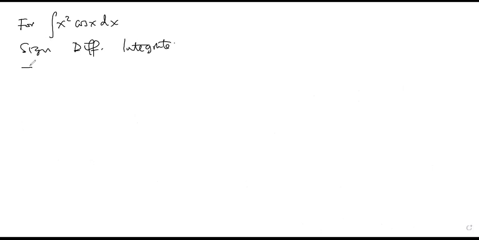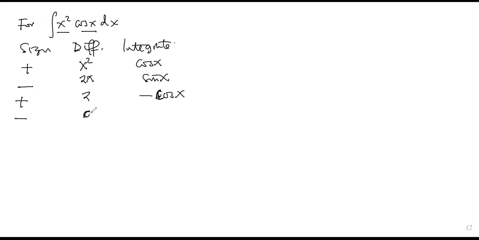I begin with the positive as a must. The easier function to differentiate is x squared, and the easier one to integrate is cos x. You change sign to negative. When you differentiate x squared, you get 2x, and when you integrate cos x, you get sin x, positive. When you differentiate 2x, you get 2. When you integrate, you get negative cos x. When you integrate sine, you change sign to negative.